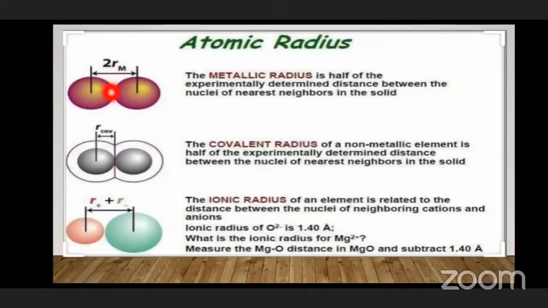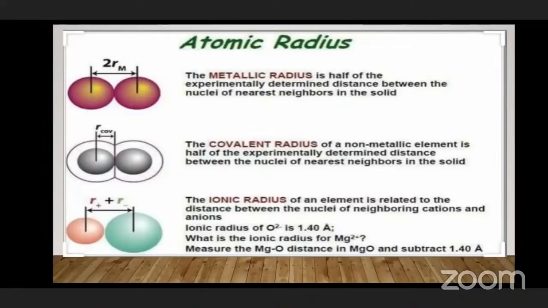The half of the distance where two are in metallic bond, that half of the distance can be called as what? A metallic bond, metallic radius itself. That means if the two solids are in metallic bond, the half of the distance which is experimentally determined between the two nuclei. 2r is the distance between the nuclei, so half of it is r. That is what the metallic radius is.